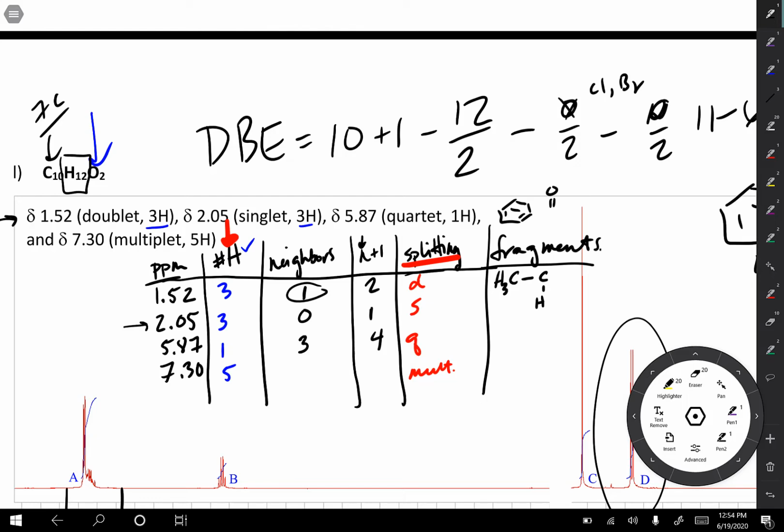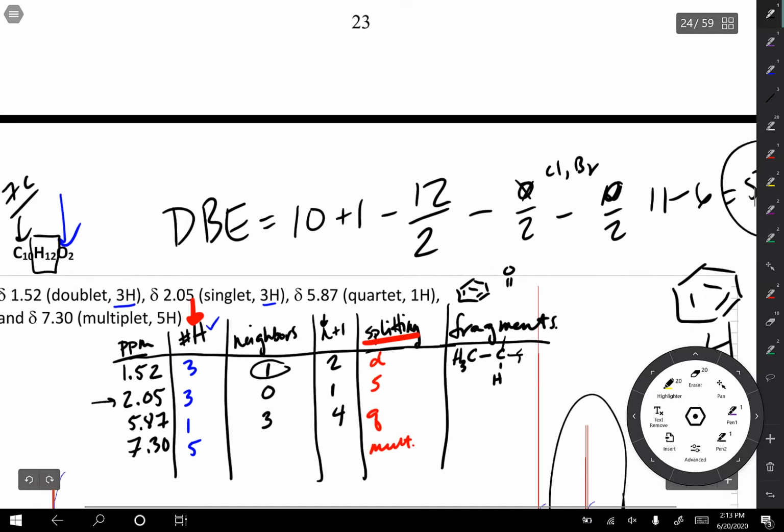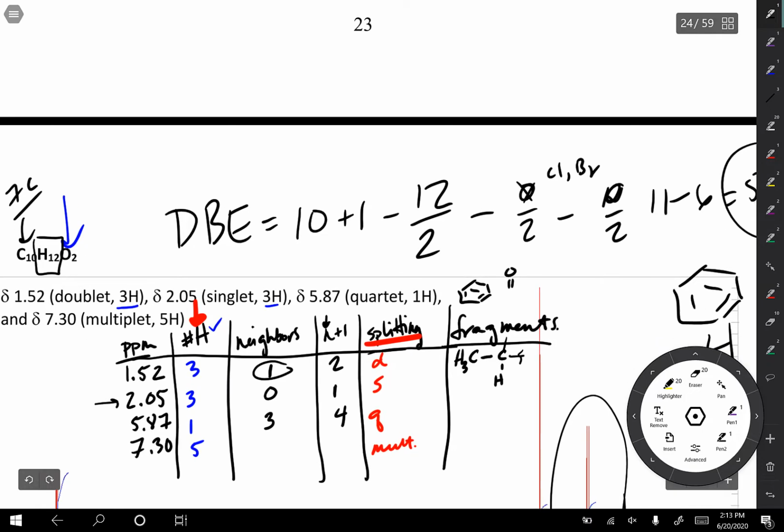What else is that carbon bound to? I don't know. But what I do know is that this carbon here must have 2 things that are not H's. They are not hydrogens because it only has 1 neighbor. So let's go to the next fragment at 2.05. We have 3 hydrogens. That's how many hydrogens are in that signal. That should clue us into what this is.